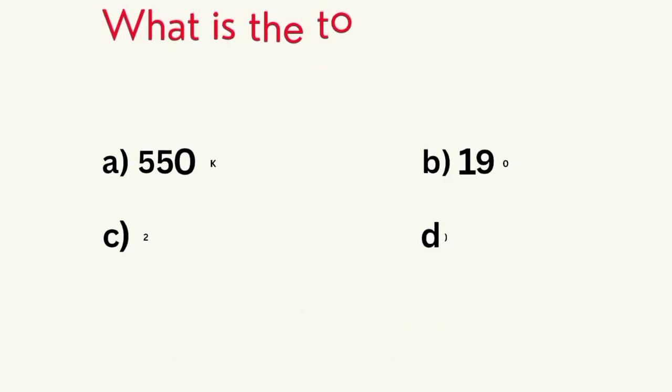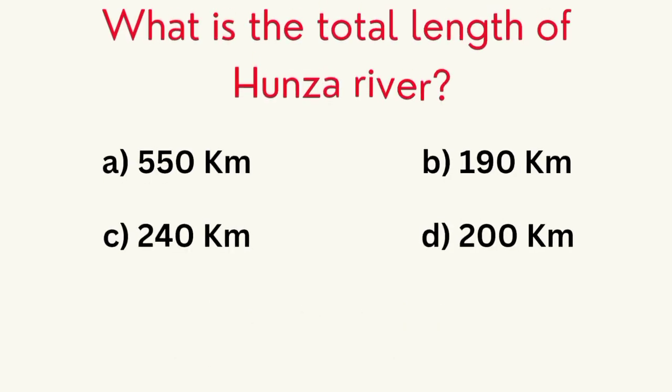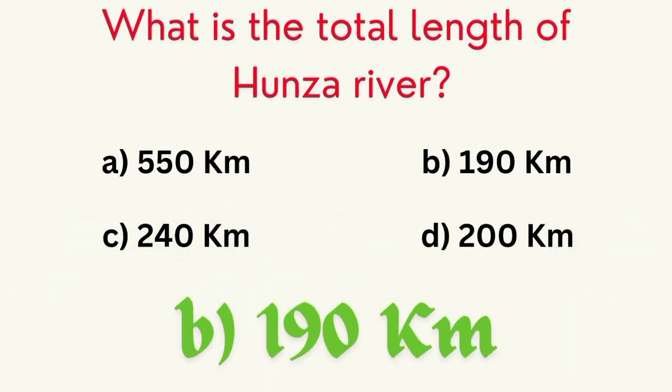What is the total length of Hunza River? A. 550 kilometers. B. 190 kilometers. C. 240 kilometers. D. 200 kilometers. Answer, B. 190 kilometers in Gilgit-Baltistan.